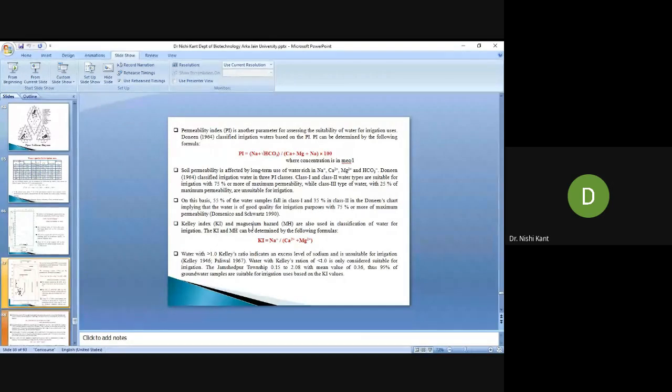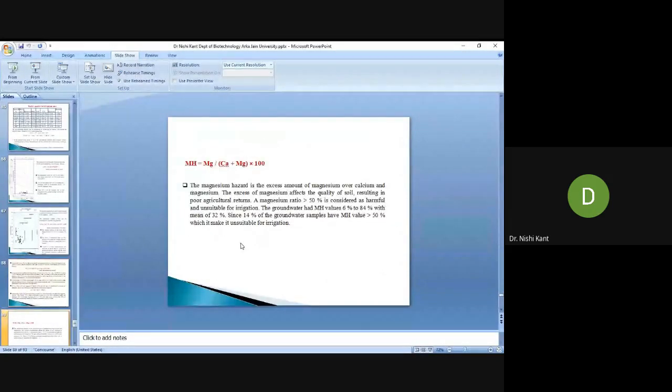Kelley's index and the magnesium hazard are also used in the classification of water for irrigation. Water with a Kelley's ratio of less than 1 indicates an excessive level of sodium and is unsuitable for irrigation purposes, and when it is greater than 1, it is considered suitable for irrigation. In the Jamshedpur township, Kelley's index ranges from 0.15 to 2.0, with a mean value of 0.36. Thus 95% of the groundwater samples are suitable for irrigation based on Kelley's index values.